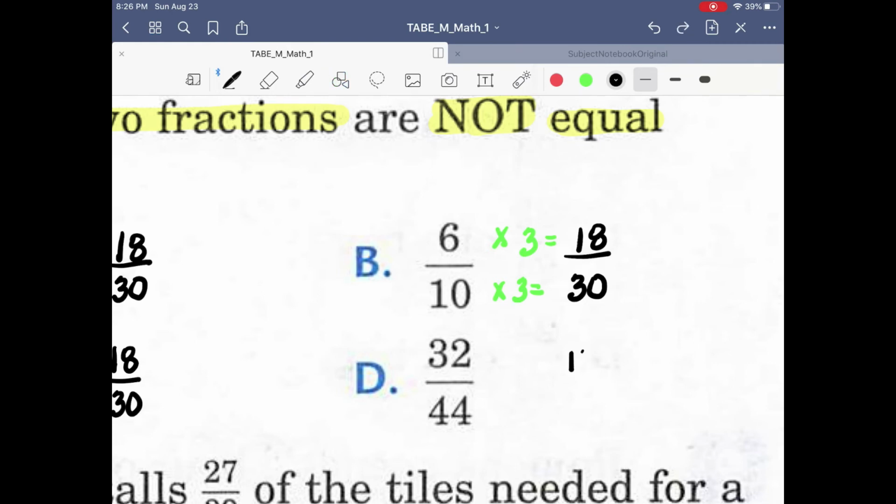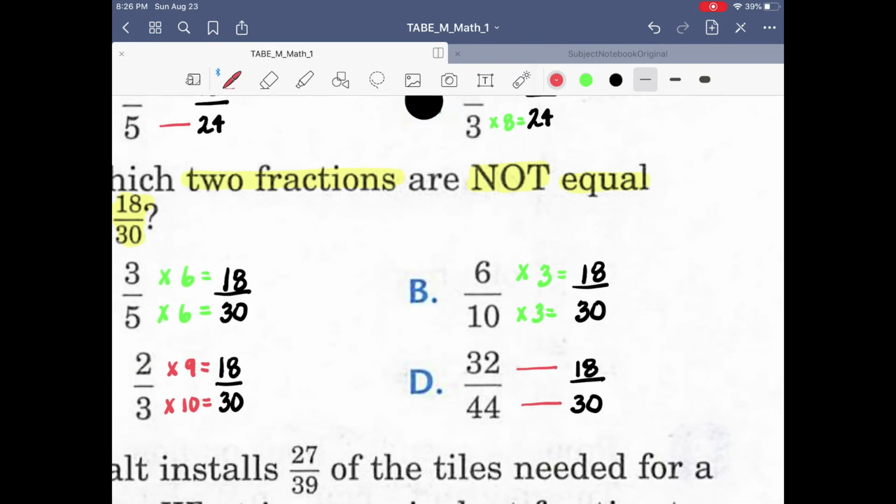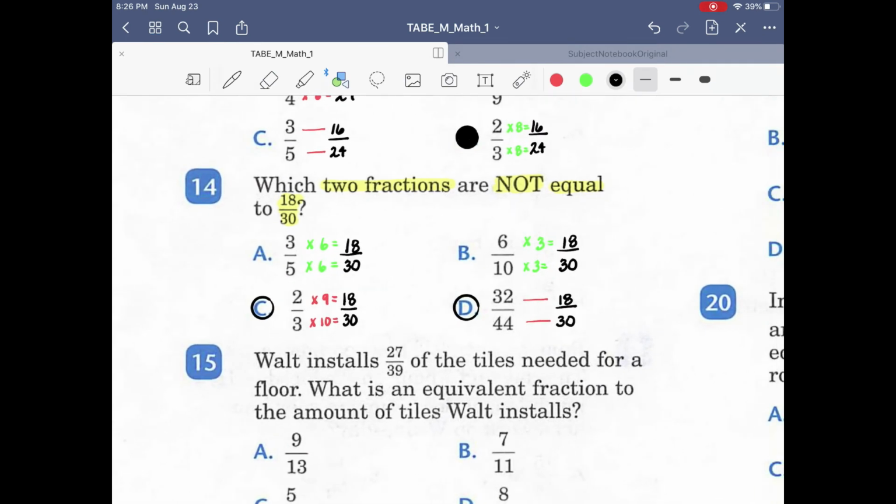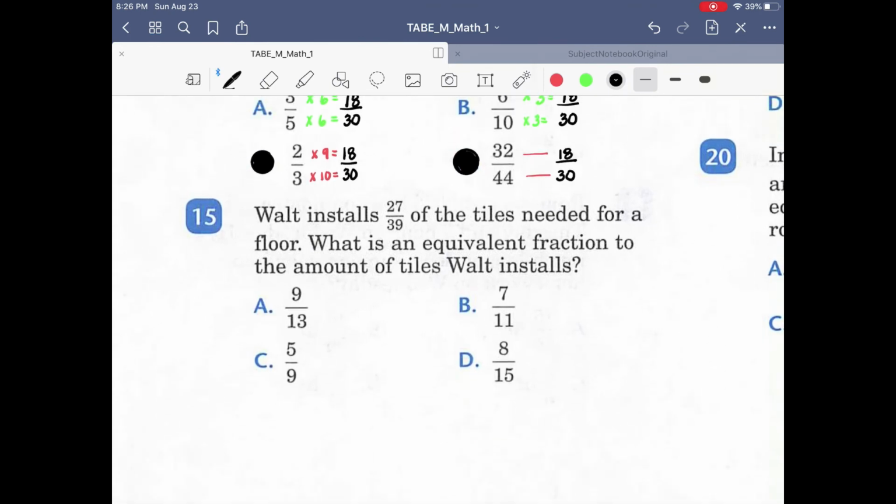And then this one, I have 18/30ths. So this one is breaking down, but it can't be done. So that one would also be a not equal. Have to pay attention, guys, to what they're asking you to do. Sometimes you're looking for equal, sometimes you're looking for not equal. So your reading is very important. The answer to number 14 is C and D.